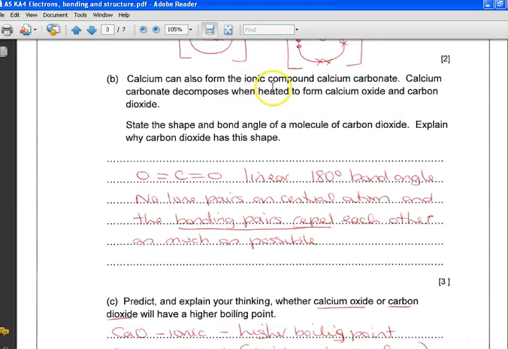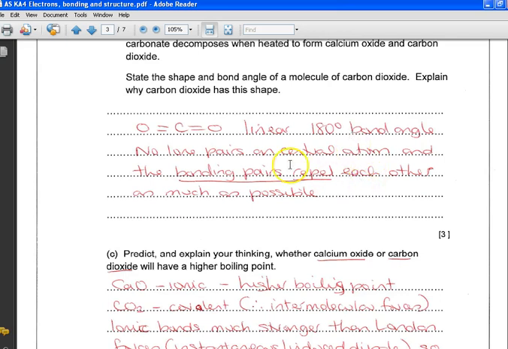It can also form the ionic compound. So there's a bit of information there that's just telling you, but the crucial thing is this question is about carbon dioxide, isn't it? So state the shape and bond angle of a molecule of carbon dioxide and explain the shape. So the easiest way to state the shape and bond angle is to quickly draw it out, give the shape and the bond angle. And then to explain it, there are no lone pairs here, so there's no extra repulsion force.